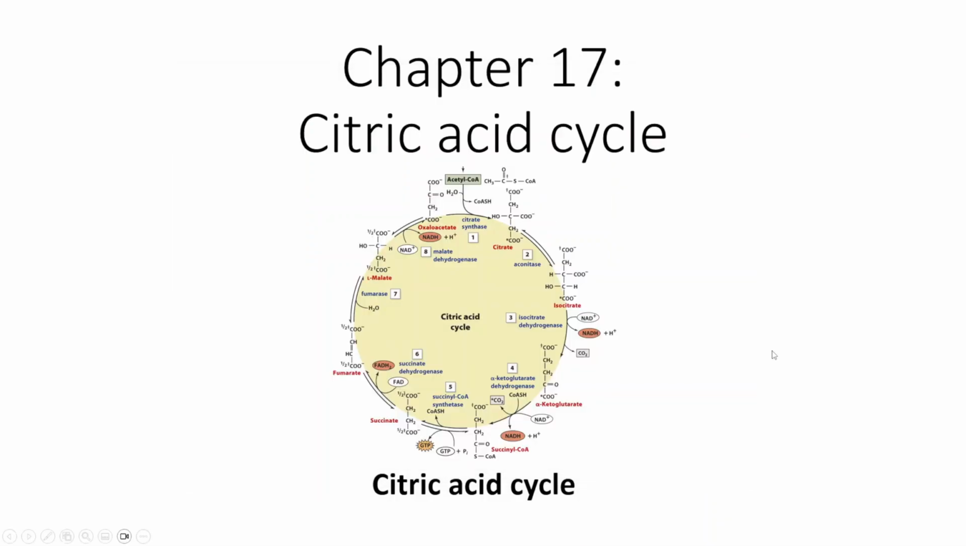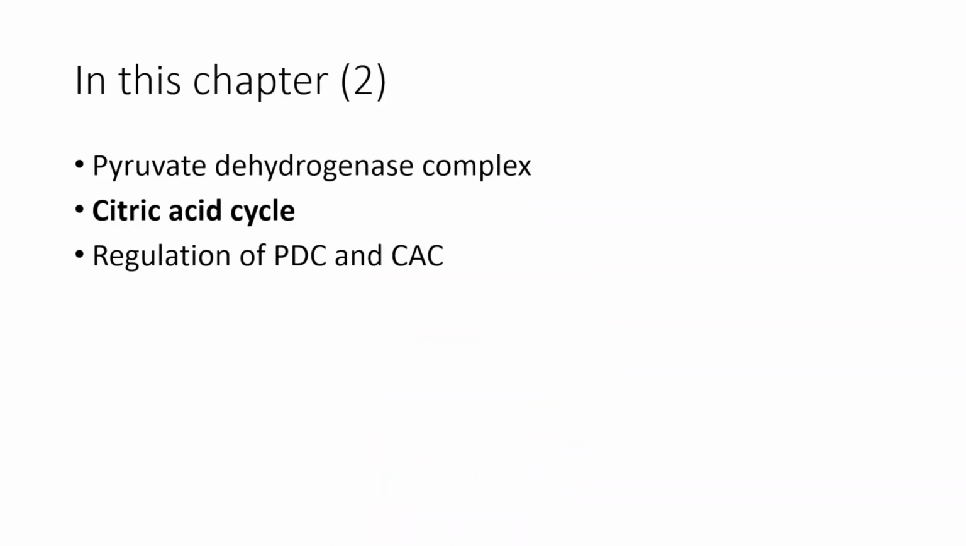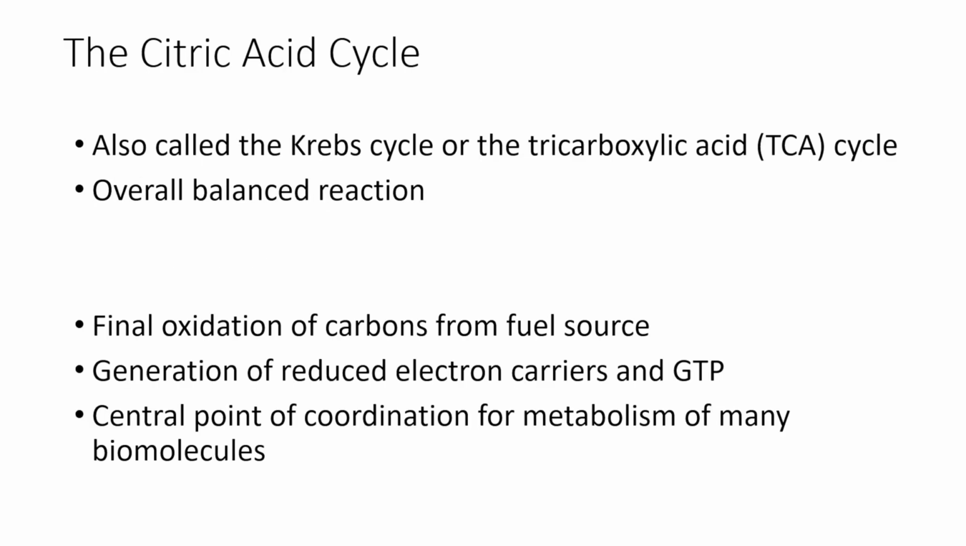Hello everyone, and welcome to the second video that's part of the lectures from chapter 17. In this particular lecture, we are going to discuss the actual citric acid cycle. Before this, we talked about the pyruvate dehydrogenase complex, which prepares the product of glycolysis, pyruvate, to become acetyl-CoA to get it ready to enter the citric acid cycle. And now we'll talk about what happens next.